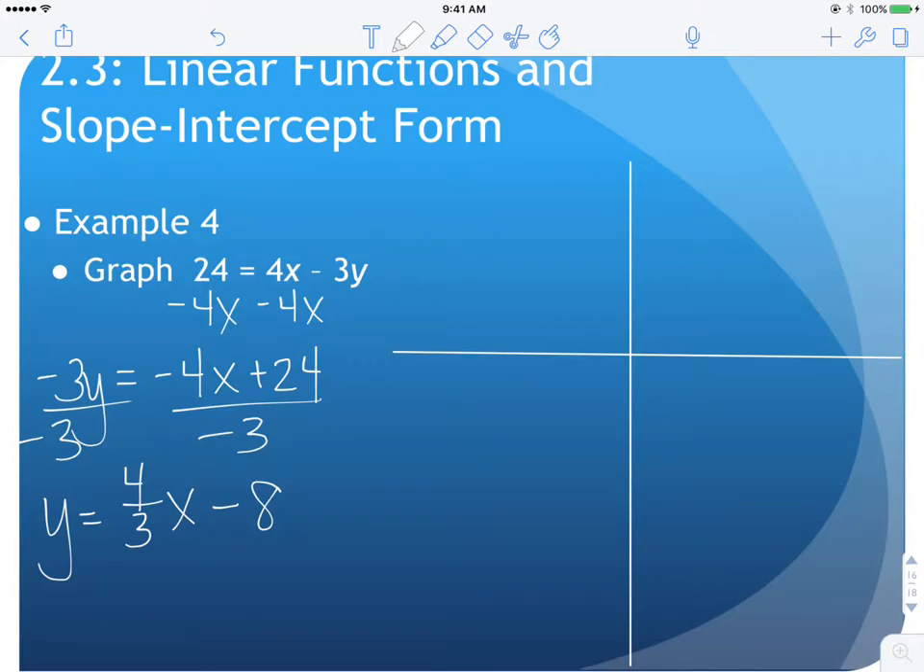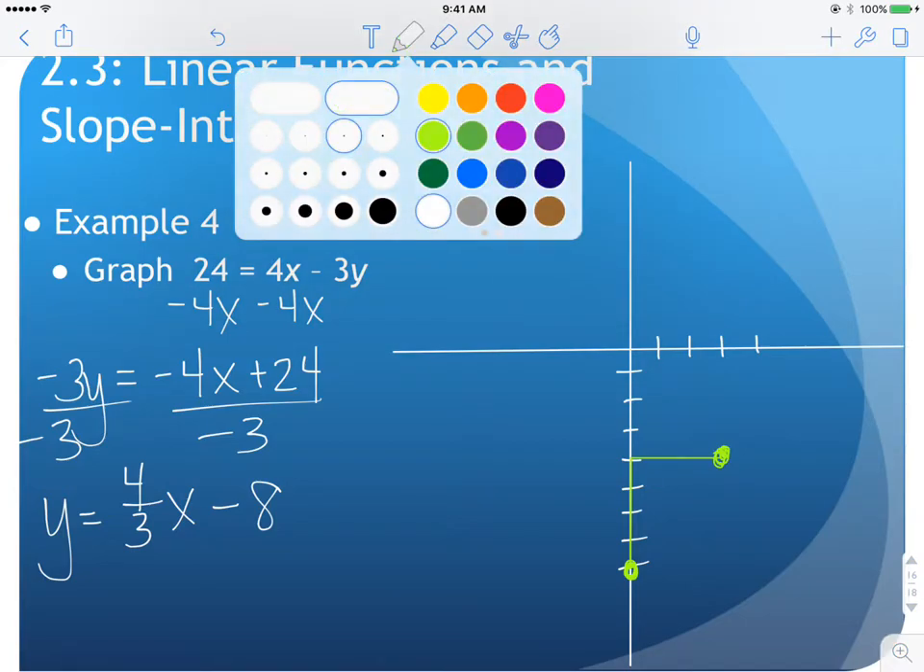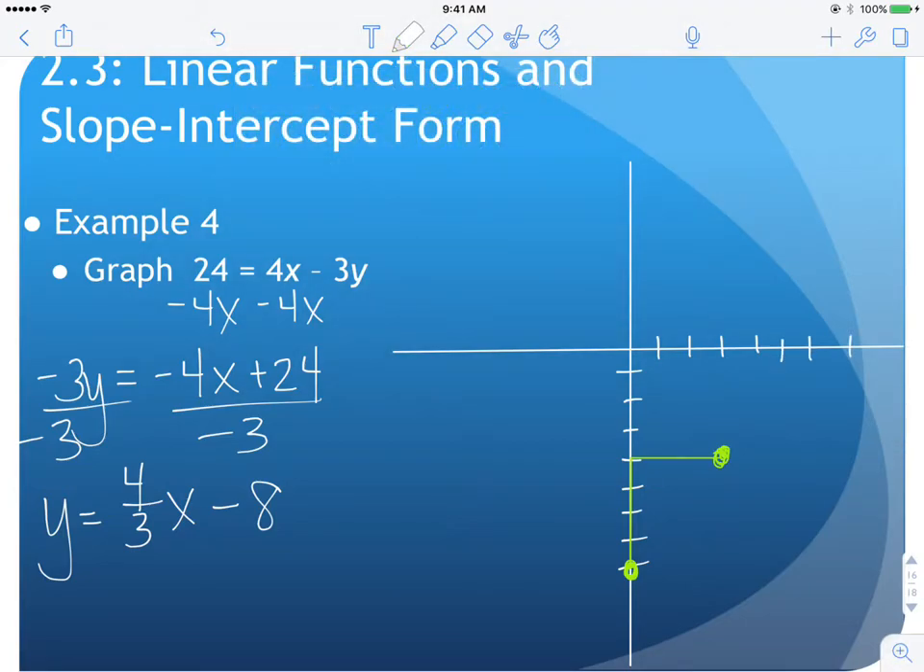That means I'm going to begin down at negative 8. And my rise over my run is 4/3. And Mr. Slopeman tells me that this line should rise from left to right. So I begin at negative 8, then I'm going to rise 4, 1, 2, 3, 4, and run 3. Now you don't have to draw these lines here, it's just helpful for me with this app, and also then you can see where the slope comes from.